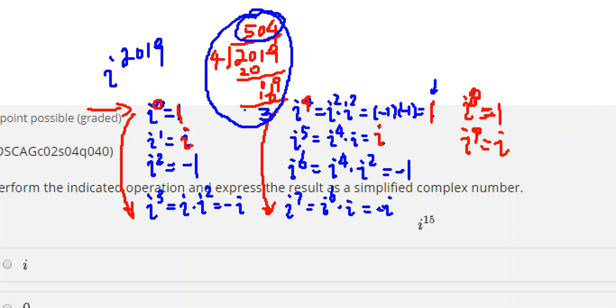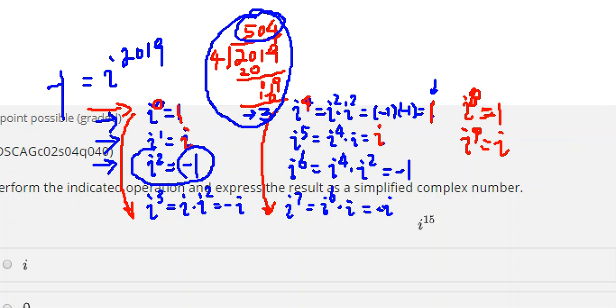I just want to know after the repetition, when does it end? So it says the third one. It should end the third one. So I'm going to count 1, 2, 3. I know that this must be my answer. -1 must be my answer for the i to the power 2019.